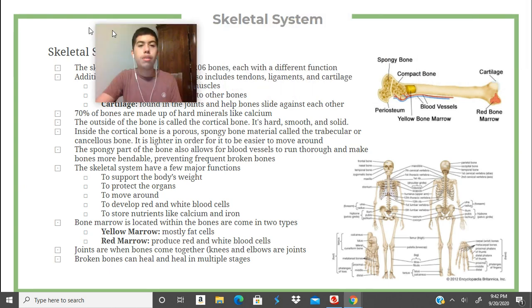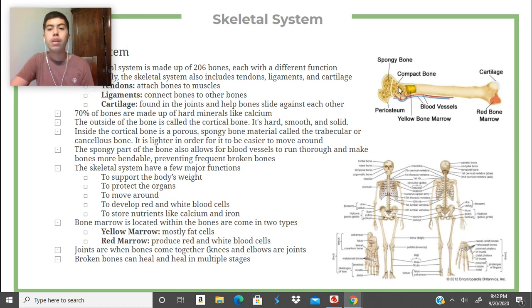So right here, we have a diagram of a bone. You have the spongy bone right here, and that would be like the porous part of the bone. And then you have the outside of the bone. Cartilage would be located on the side in order to prevent the bone from directly contacting a different bone. And then we have blood vessels that run through the porous part of the bone.